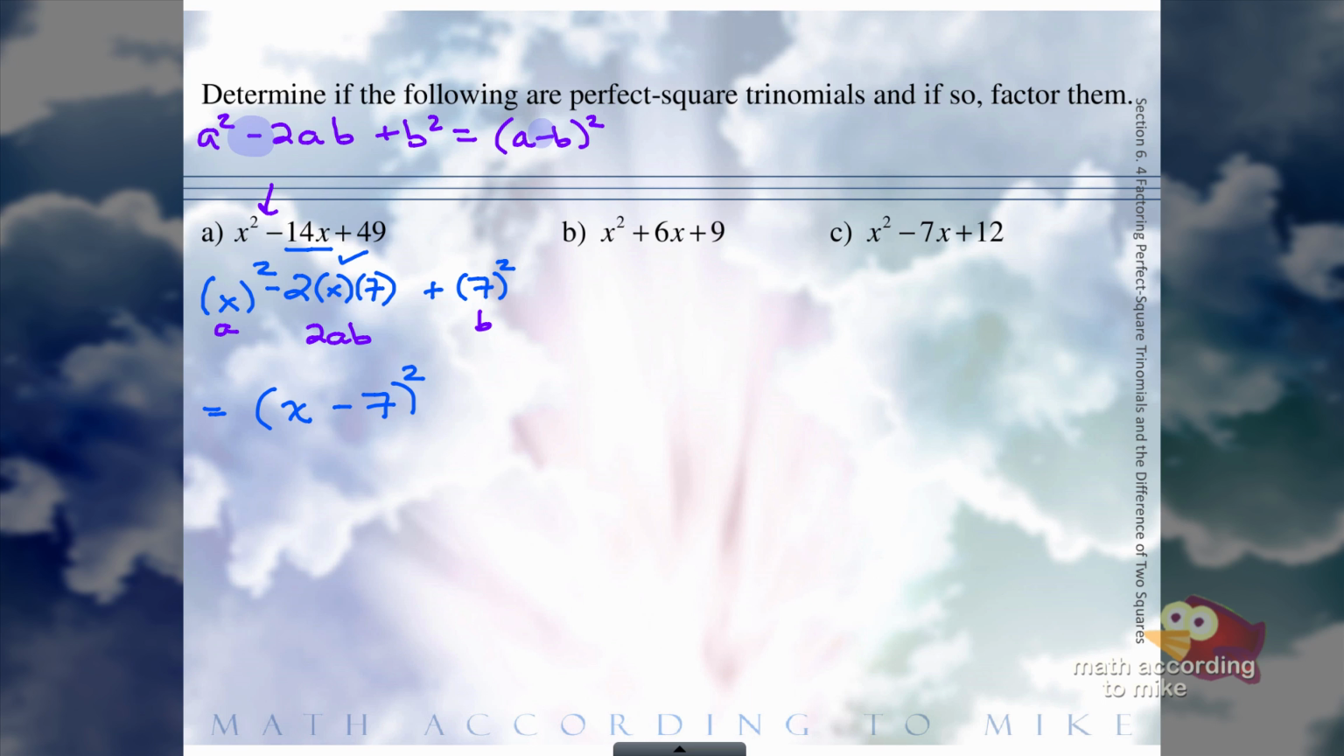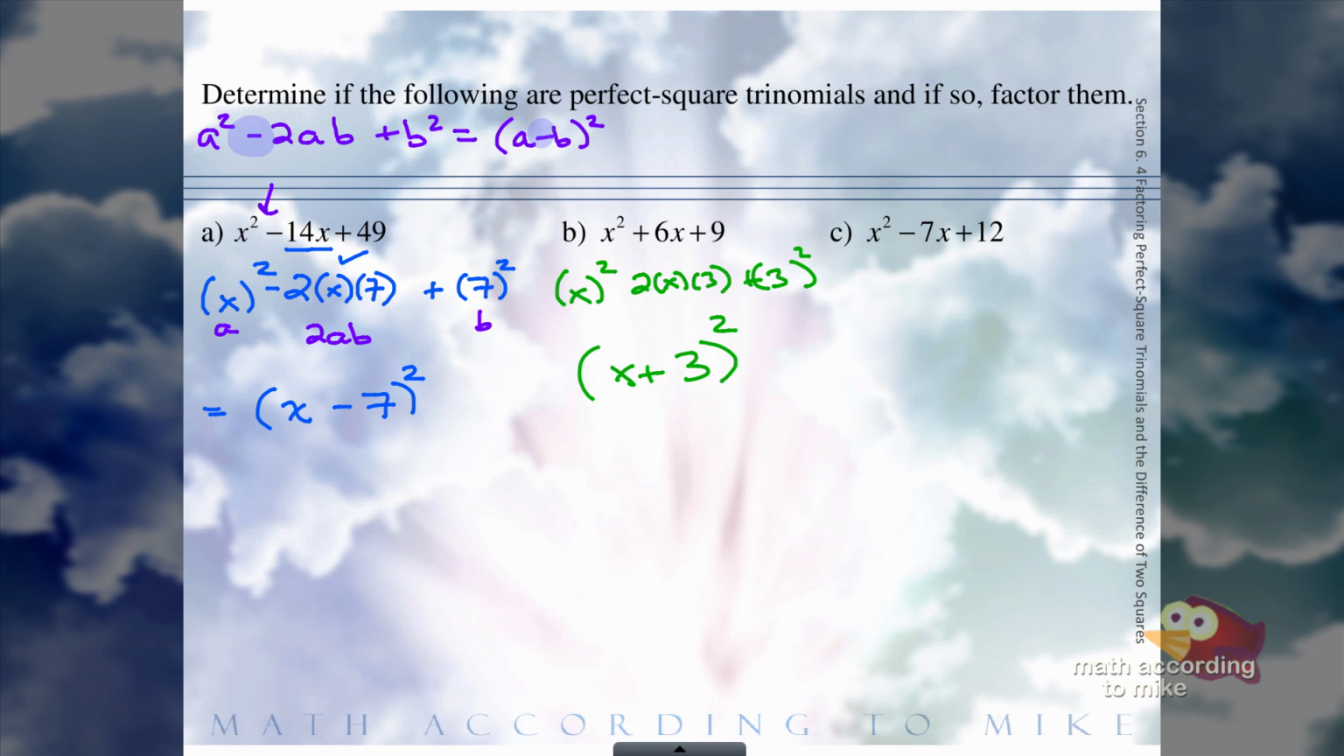Let's try part B. What squared is x squared? x. What squared is 9? 3. Does the inside have the format 2 times a times b? Does 2 times x times 3 make 6x? Yes. Good. So that factors as x, keep the sign, plus 3 quantity squared.